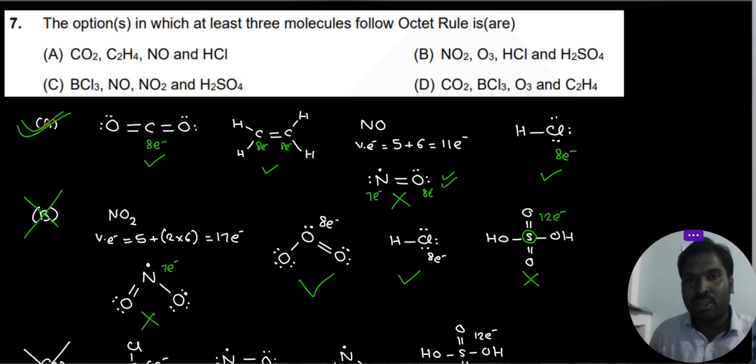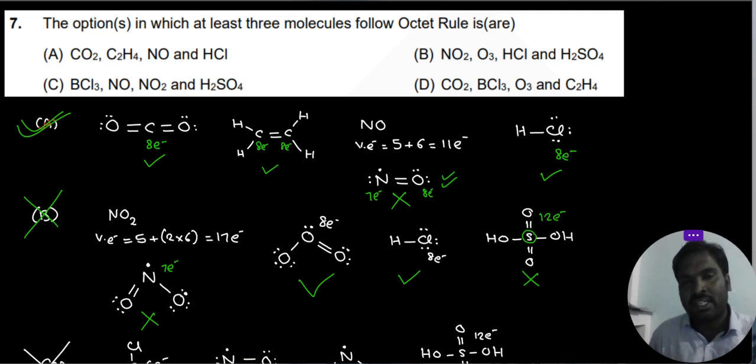In diatomic molecules, around each atom there should be 8 electrons. But in polyatomic molecules, around the central atom, if there are 8 electrons, that is enough. That is obeying the octet rule. But in diatomic, both atoms should be, except HCl. In HCl, H, because hydrogen always exhibits a duplet configuration. So for hydrogen that is not possible.